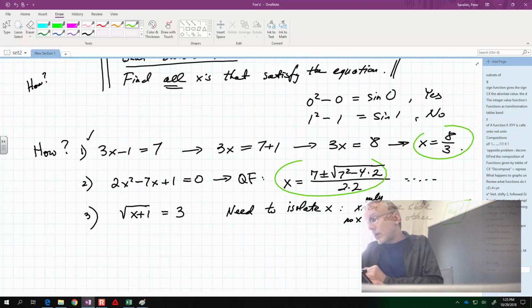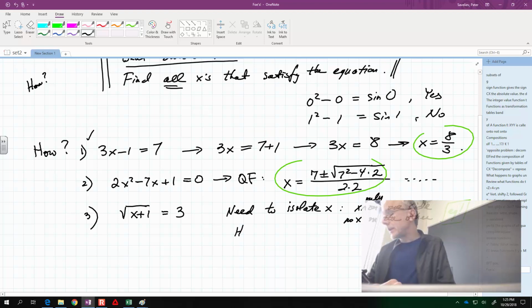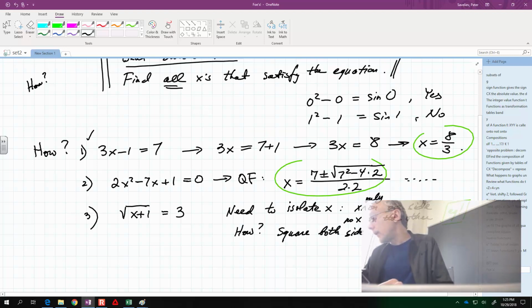The question is how. So how do we isolate x in this example? Yeah, so the answer is square both sides. This is a crucial operation and crucial idea. What is the meaning of a square? Square is a function. So the square is a function. Say, let me call it g of y equal y squared.